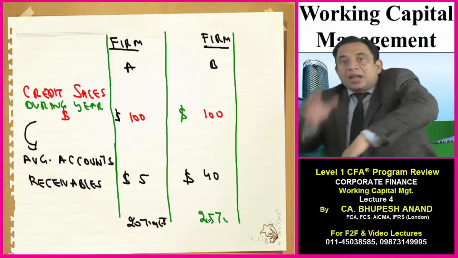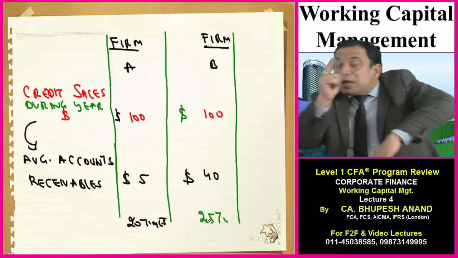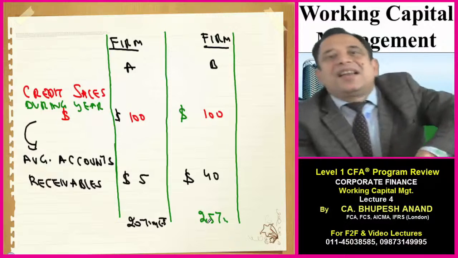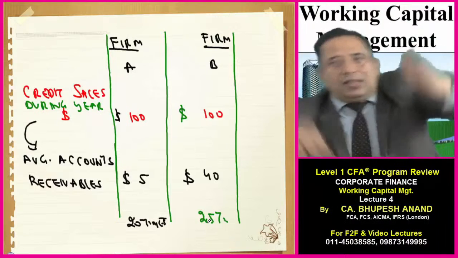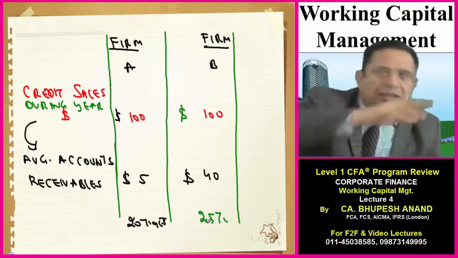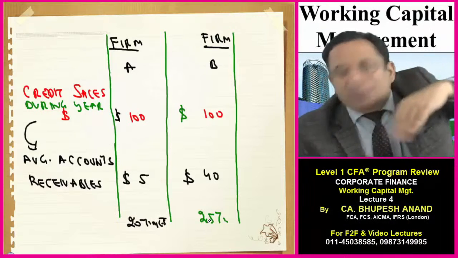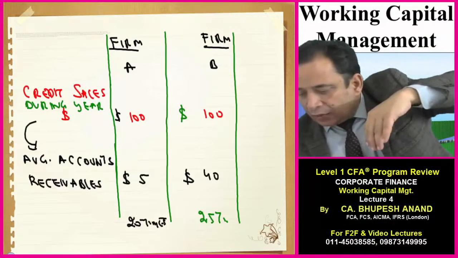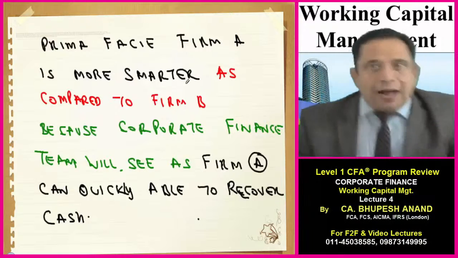It means 100 upon 5, that comes to 20 times they have converted again. Death, rebirth. A new entity is coming. So it means the higher the debtor turnover ratio, the better it is. Why? I will tell you.